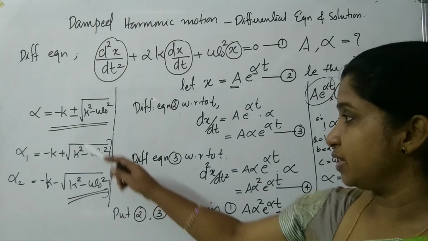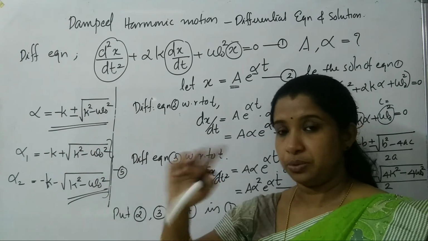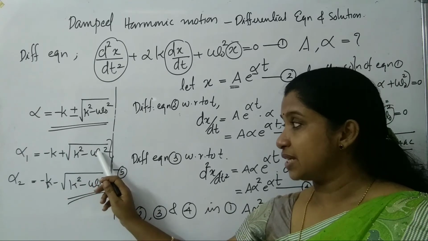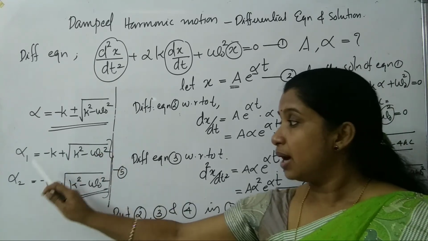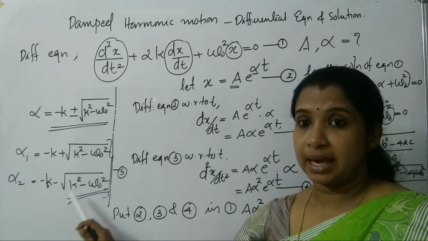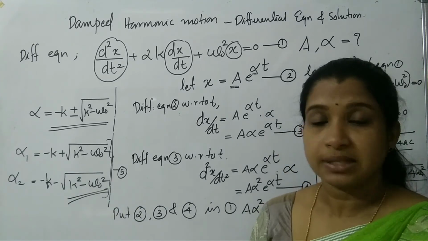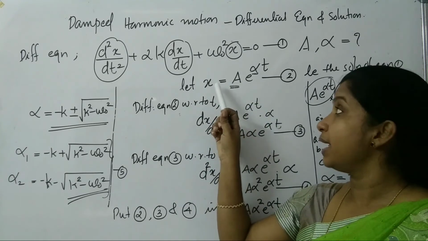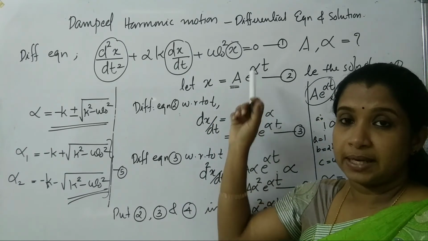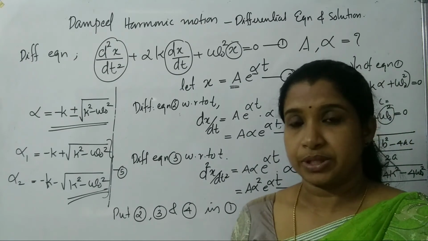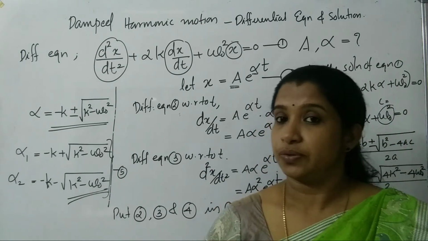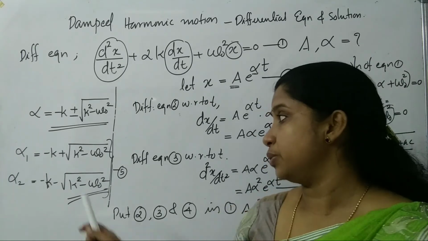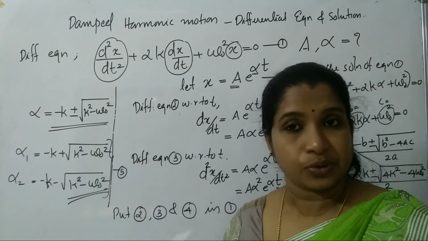So we split the equation into two. That is alpha 1 as minus k plus root of k square minus omega 0 square, and alpha 2 as minus k minus root of k square minus omega 0 square. But here we take the standard solution as x equal to a e raised to alpha t. It is a single valued solution. But here we get two values for alpha, alpha 1 and alpha 2. So we have to modify the solution based on these two values of alpha.